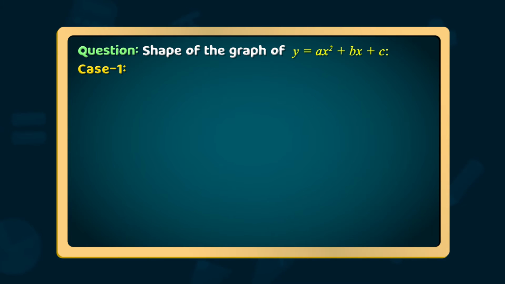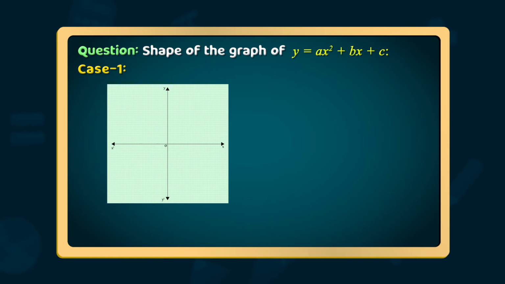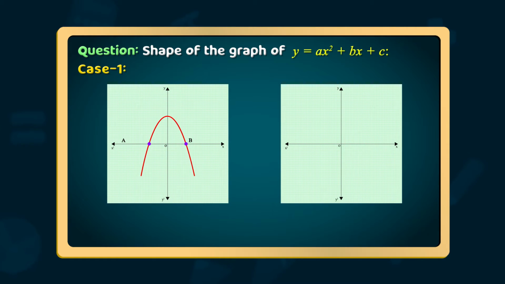Case 1. Take the coordinate axis. The graph y equal to f of x is like this. Observe here, this graph is drawn from left to right. The condition here is a is less than 0. One more graph. Take the coordinate axis. The second curve is like this. Here the condition is a is greater than 0.